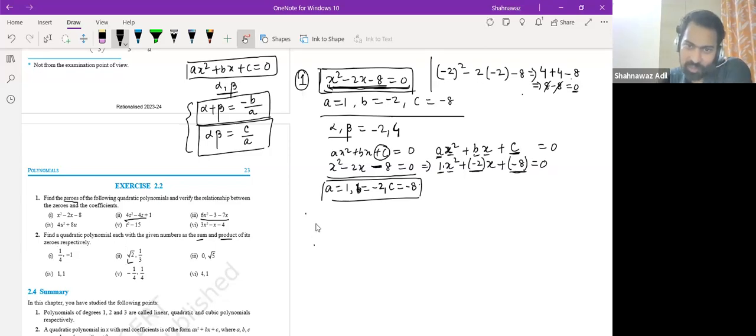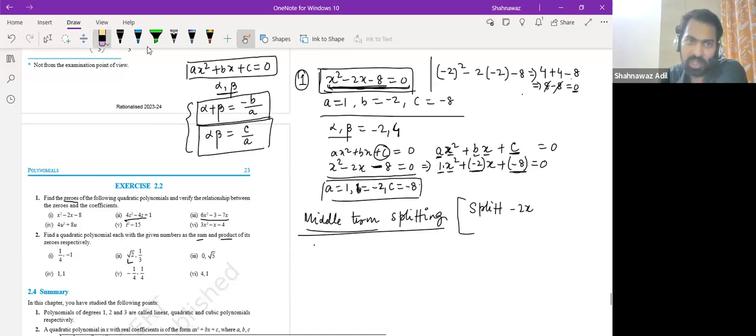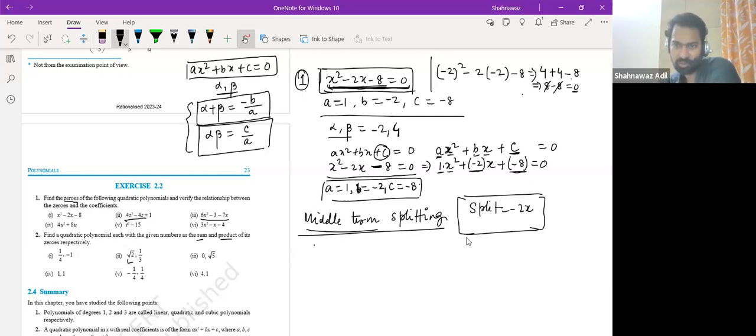So middle term splitting says that, as the name suggests, we look at the middle term in this equation. What is the middle term? Minus 2x. So the idea in middle term splitting is that we have to split minus 2x. But there are certain rules that we follow.